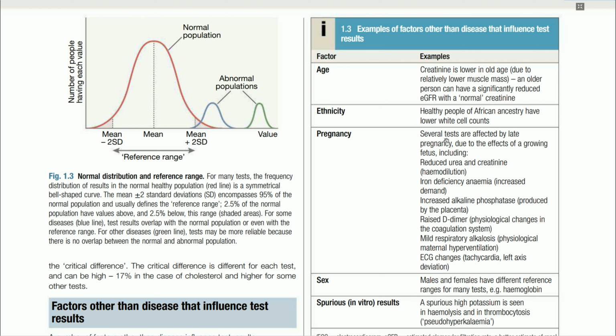Pregnancy. Several tests are affected by late pregnancy due to the effects of a growing fetus, including reduced urea and creatinine, hemodilution, iron deficiency anemia, increased demand, increased alkaline phosphatase produced by the placenta, raised D-dimer, physiological changes in the coagulation system, mild respiratory alkalosis, physiological maternal hyperventilation, ECG changes, tachycardia, left axis deviation.